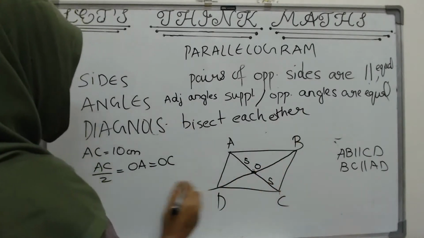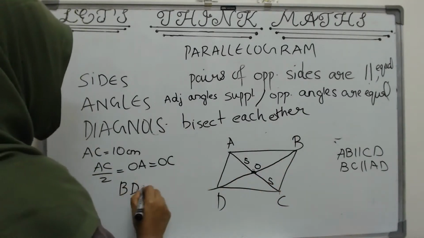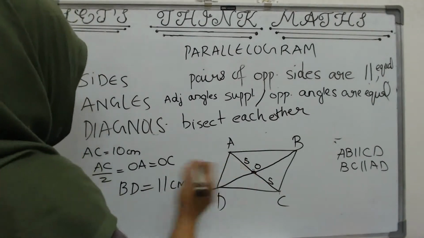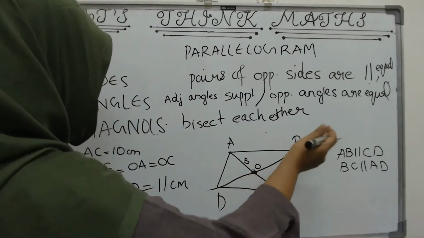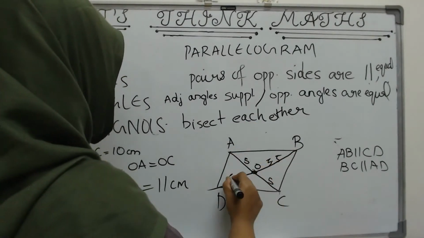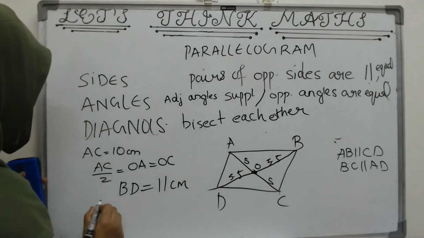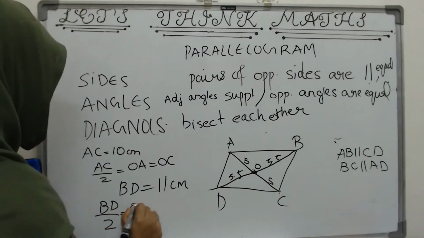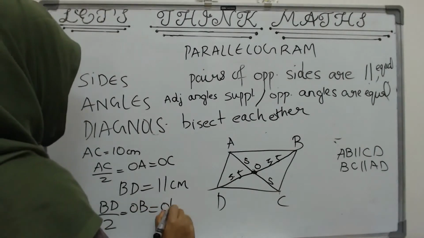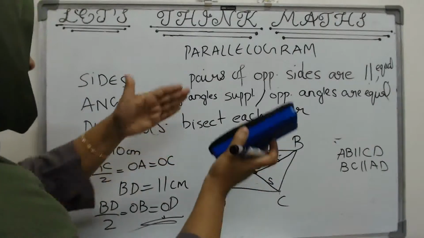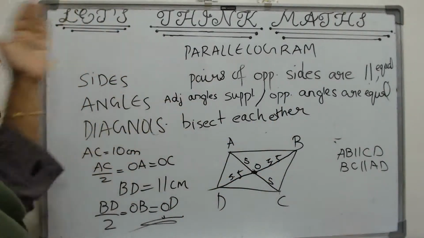Similarly, look at this. Suppose BD is say 11 centimeters. Then what happens? This again cuts it into two equal parts. So one side will be 5.5 and this side will be 5.5, or in other words, BD by 2 is equal to OB is equal to OD. That is what we mean by they bisect each other. They cut each other into two equal parts.